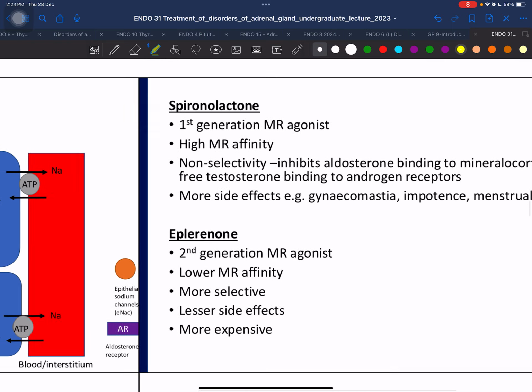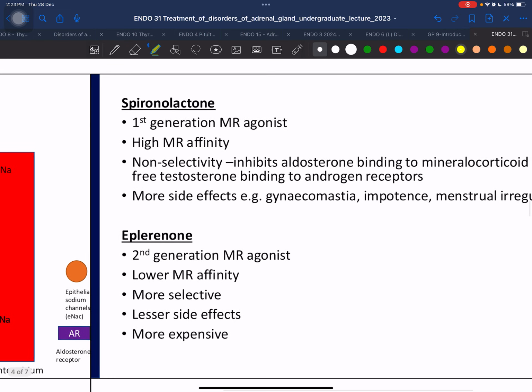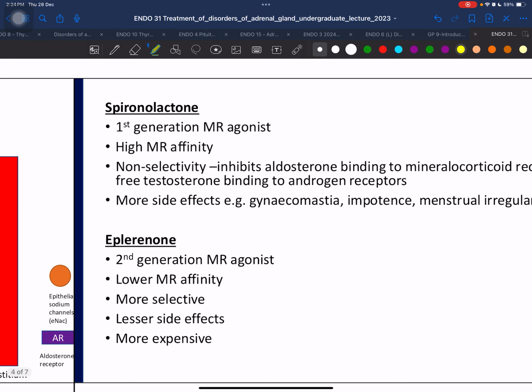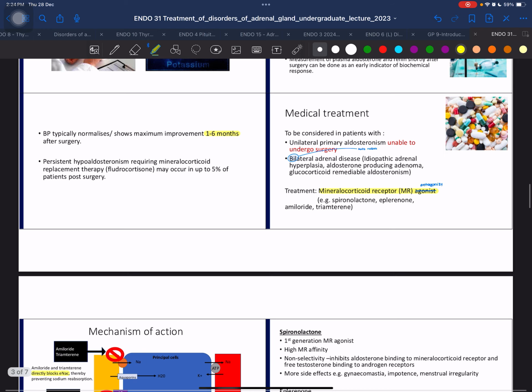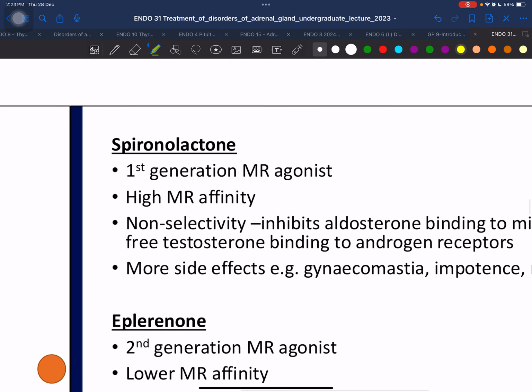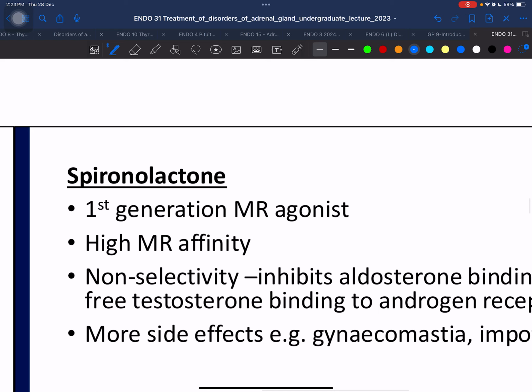So what are the differences between spironolactone and eplerenone? Spironolactone is the first generation antagonist. It has very high affinity and it directly blocks. It's non-selective. It binds to everything that has mineralocorticoid receptors, including testosterone receptors, binding to androgen receptors. So it has more side effects because of its non-selectivity.